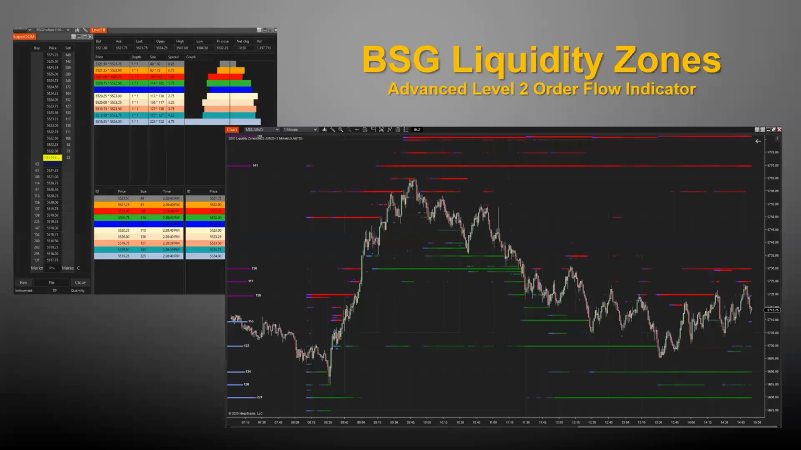That's why we introduced a product called BSG Liquidity Zones. It takes all the market depth data. It won't plot every single market depth level, because for us that's meaningless. We wanted to find the impactful order flow that can either hold the price or push the price, or signal a breakout, those kinds of strongest order flow.